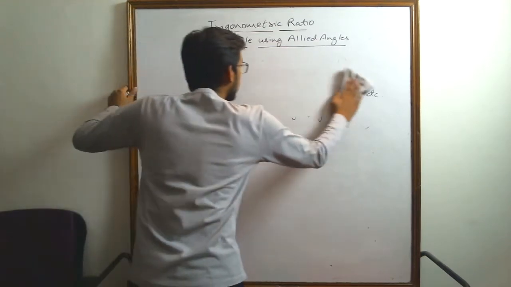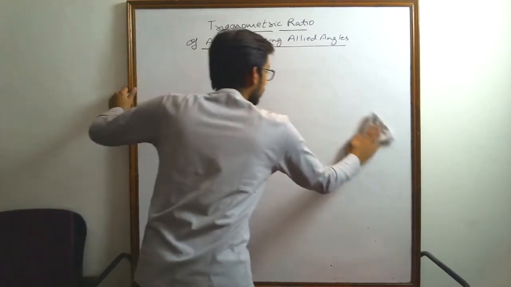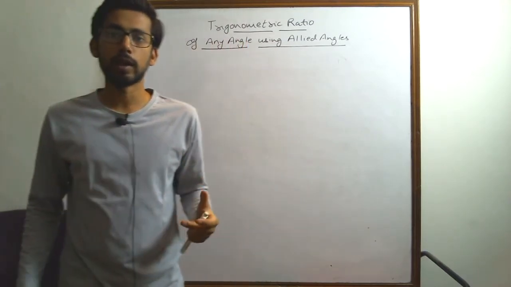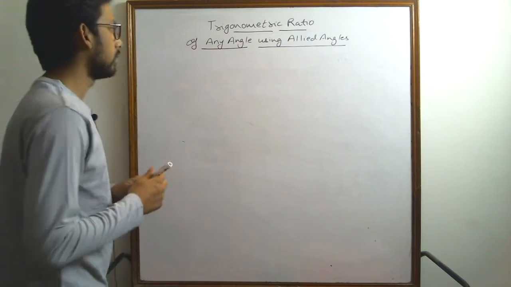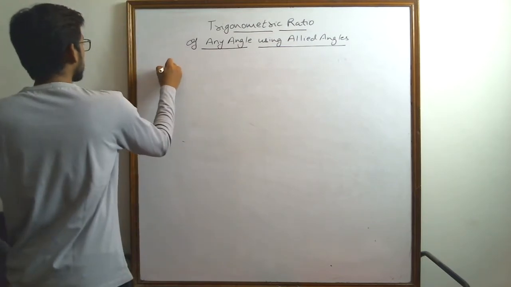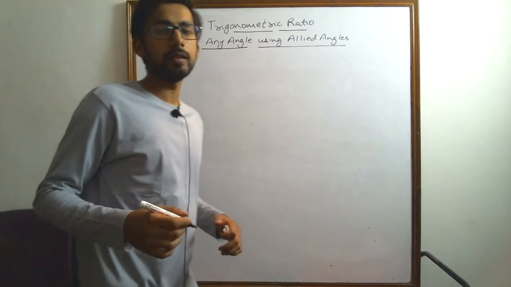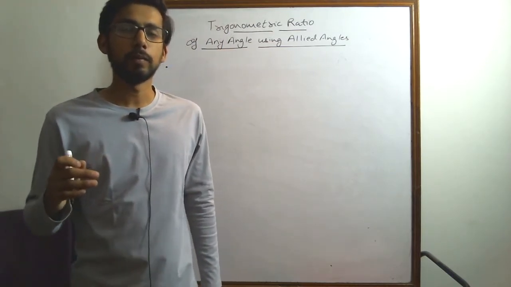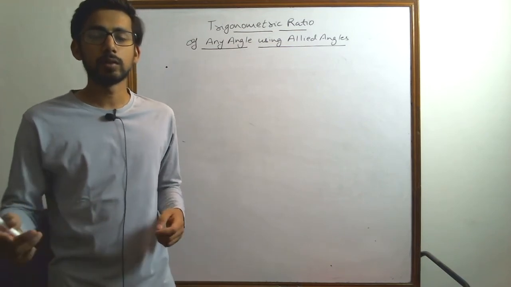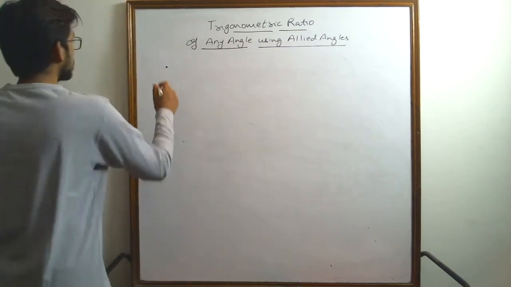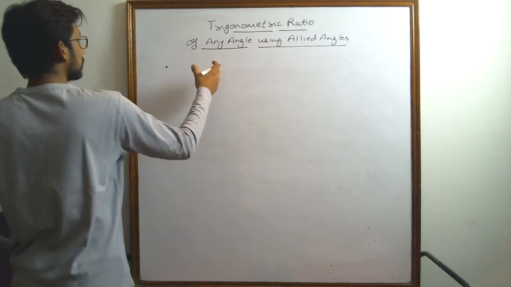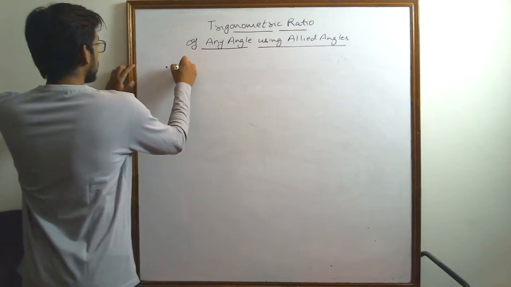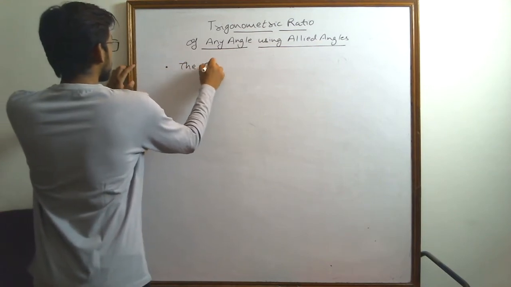Now, any big angle can be written in the form of an allied angle and then converted into the trigonometric ratio of an acute angle. So what are the rules that the allied angle formulas follow? First I write down the rules, and then we will see how we get these rules by finding the allied angles formula for some angles and then getting to the conclusion.